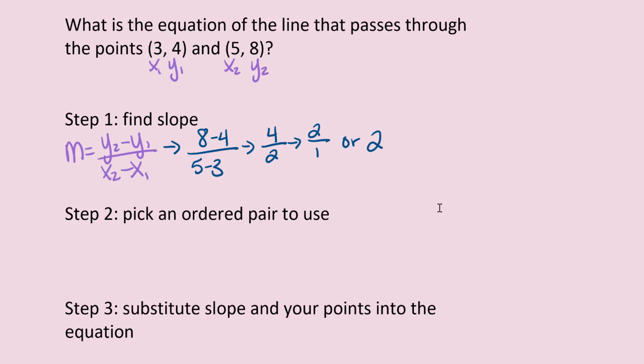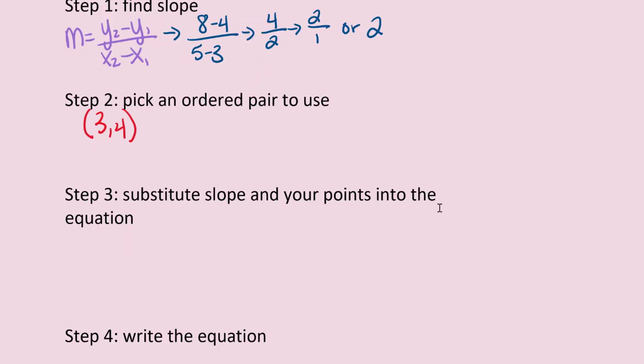The next thing that we need to do is to pick an ordered pair to use out of the 2 that we're given. It doesn't matter which one you choose. Just pick one. I'm going to go ahead and pick the first one just because it's first. That's the ordered pair that I'm choosing. Alright, now I need to scroll down a little bit.